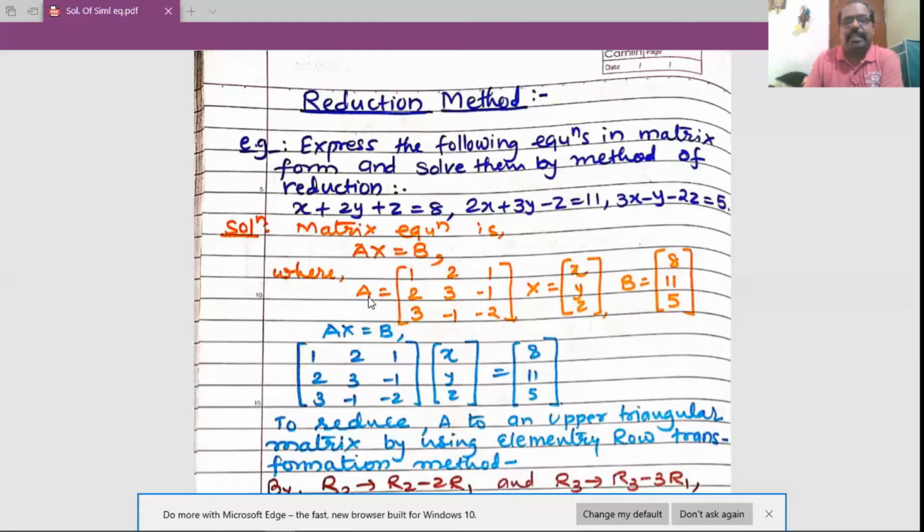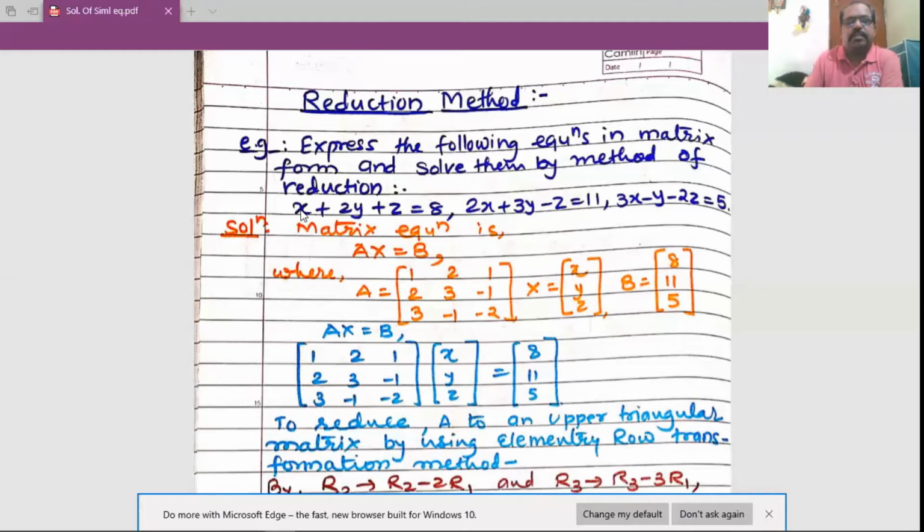Here A will be the matrix of coefficients of variables, x will be the matrix of the variables, and b will be the column matrix of constants. X and b will always be column matrices. So let's write it in Ax equal to b form. Your A will be the matrix given by 1 2 1, 2 3 minus 1, 3 minus 1 minus 2, which is obtained from the coefficients of x y z in the three equations given.